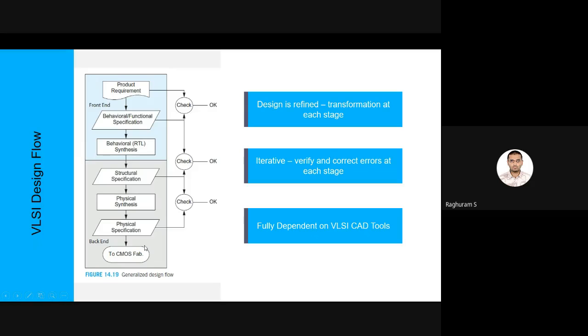And fabrication we will see in the second part of this unit also. But the netlist is produced as the end of the front end VLSI design. Back end VLSI design produces a specification of the layout in a particular format, for example, GDS2. And that is the only format accepted by the fabrication.